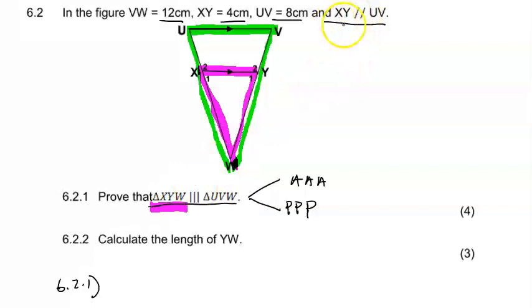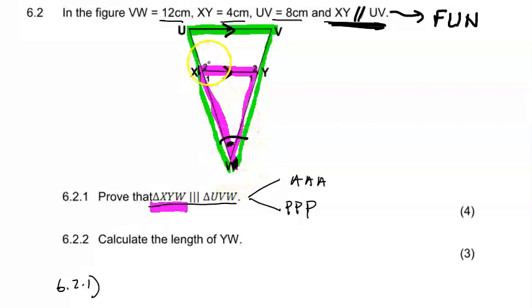Now they told me that these two triangles, I must prove that they are similar, and XY is parallel to UV. So if you watch the previous video, lines, angles and triangles, you'll know that when they give us parallel lines, they most likely are testing FUN angles: corresponding, co-interior and alternate angles. So let's look at it. Firstly, we have a common angle which is V. That's number one. Common angles are equal to one another.